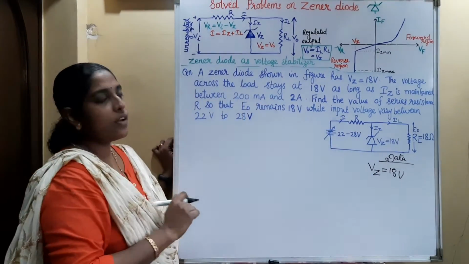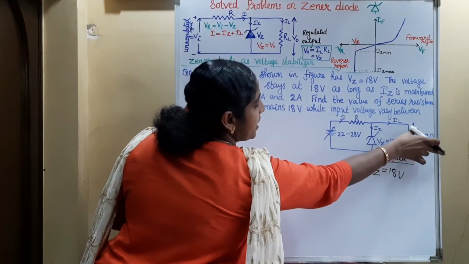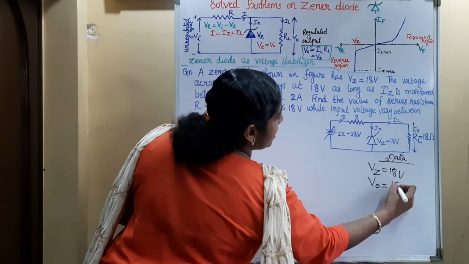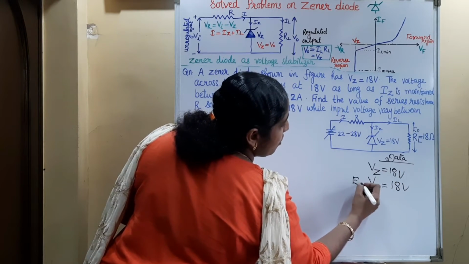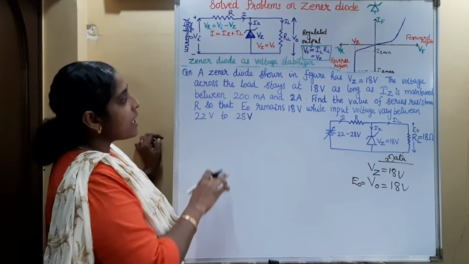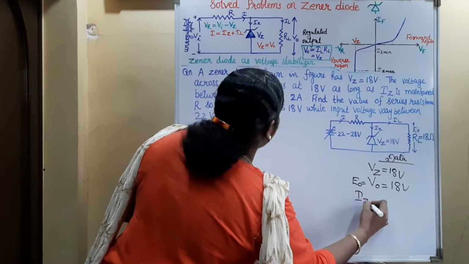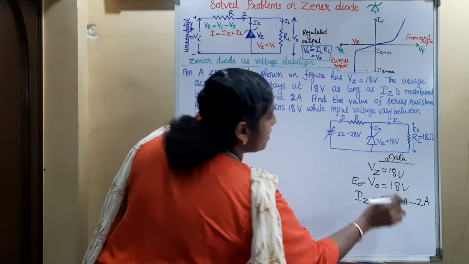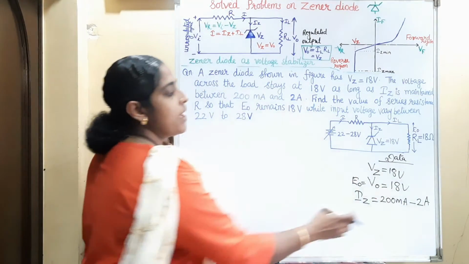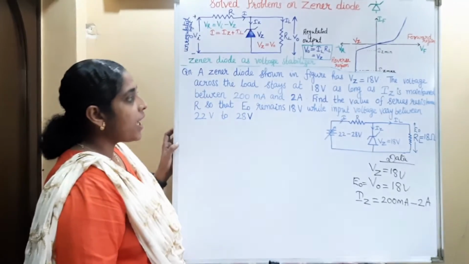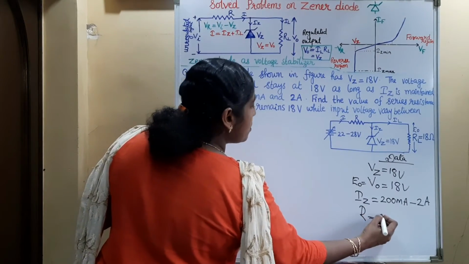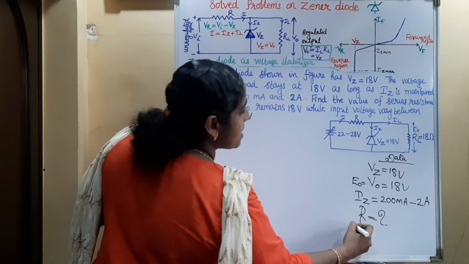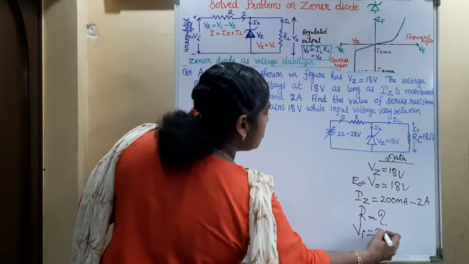The voltage across the load stays at 18 volt. The voltage across the load is the output voltage, that is here denoted as EO, equal to 18 volt, as long as Iz is maintained between 200 milliampere to 2 ampere, that is, minimum value of Zener current is 200 milliampere and maximum value is 2 ampere. Find the value of series resistance so that EO remains 18 volt while input voltage varies between 22 to 28 volt.